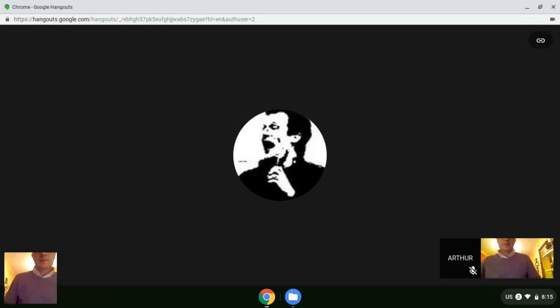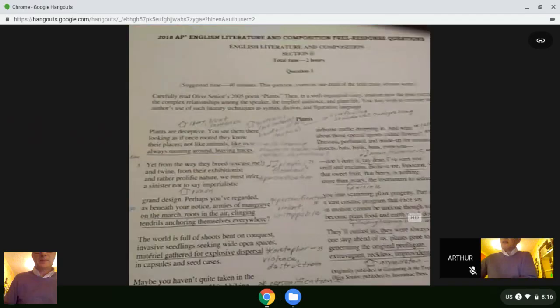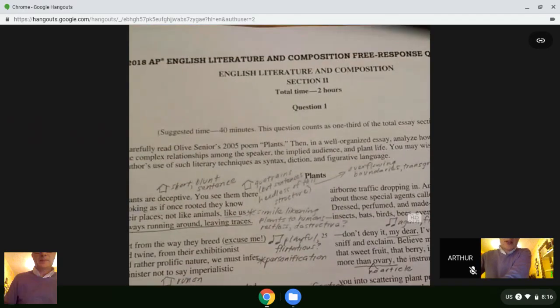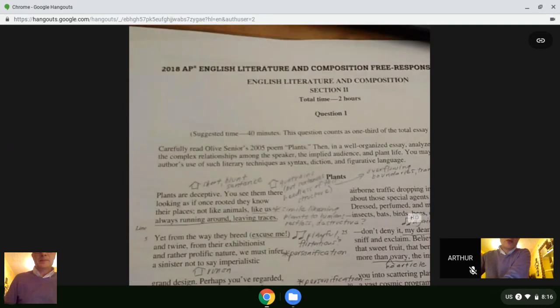Yep. Okay. I want to show you some of the things that I noticed about this, and I'll try to go through the different stages of the how-to-read-a-poem process. So first of all, just enjoyment. I want to look at some of the meaning-related things. I do notice that there's a simile right there where we're relating plants to human beings. And that makes me wonder, they're always running around leaving traces.